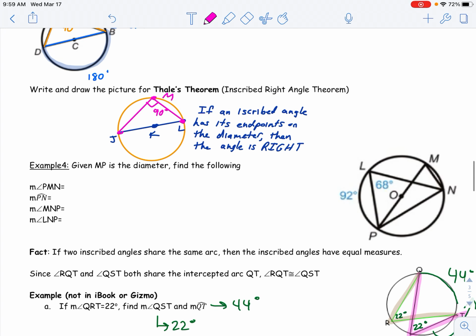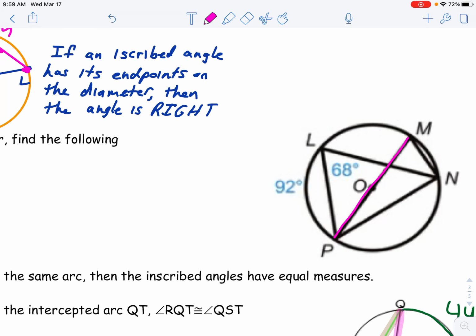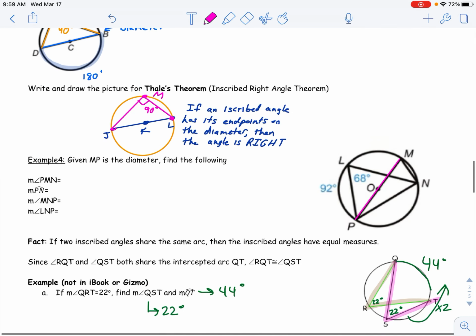Last problem. We're just going to find a bunch of things right here. We're given MP as the diameter. We're going to find the following. So MP is the diameter. Let's see what we can immediately find from there.